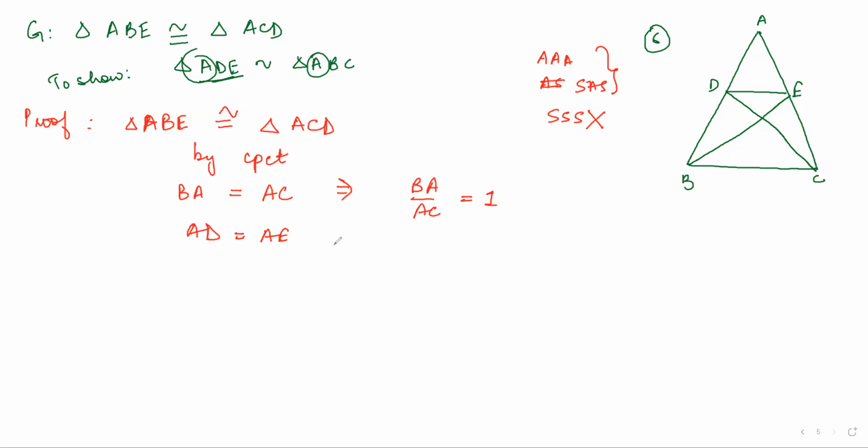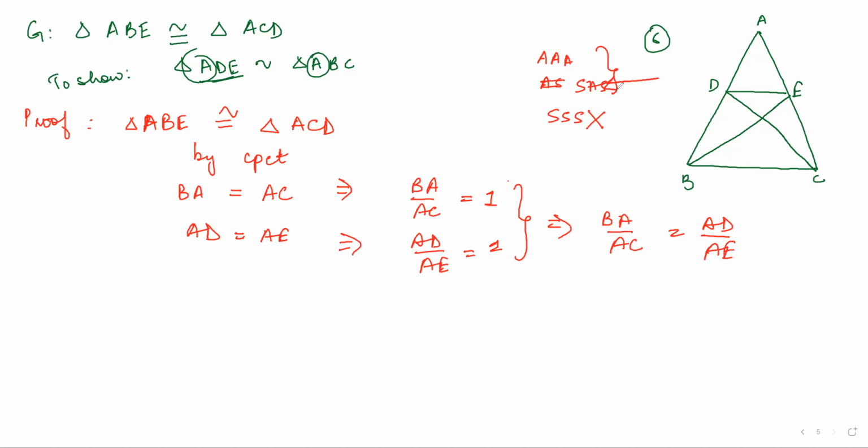Yeah. So again, I can write that AD upon AE is equal to 1. Clear? Okay, so now I can just compare these two. So BA upon AC will be equal to AD upon AE. So two sides I have got in proportion. So that means which criteria am I going to use?